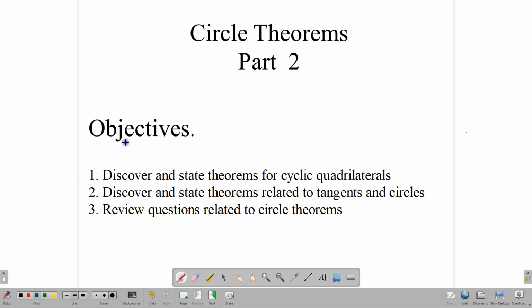In this lesson, we are looking at circle theorems, the second part of that lesson that we started some time ago. Our objectives for this class are to discover and state theorems for cyclic quadrilaterals and to discover and state the theorems related to tangents and circles. Quite a little bit of stuff there needed to be done, so we're going to jump right into it.